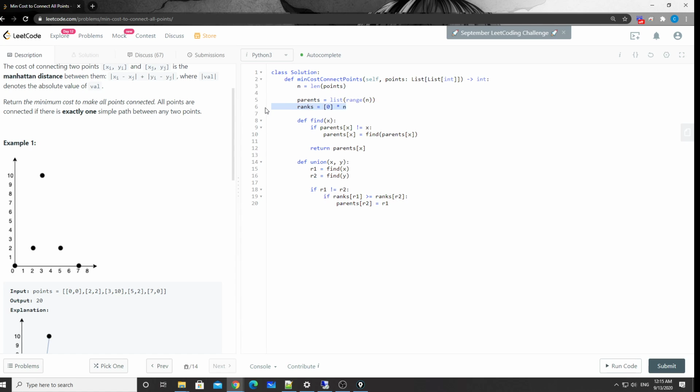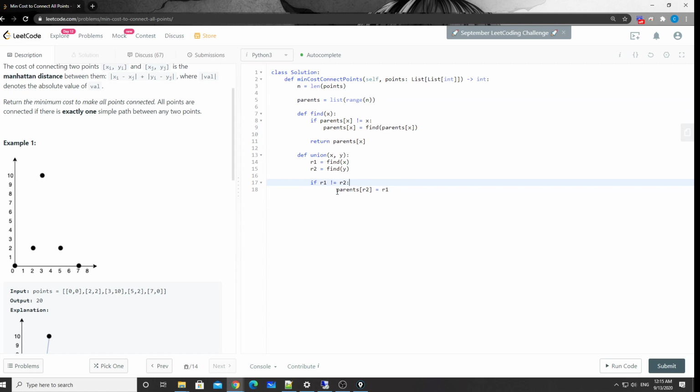But for simplicity, I'm going to remove the ranks here, which means I'm always assigning R2 to R1, or always assigning R1 to R2. It doesn't really matter. For now, I'm just assigning this one here. That's why I'm using a simplified version. So that's the two basic operations for the union find.